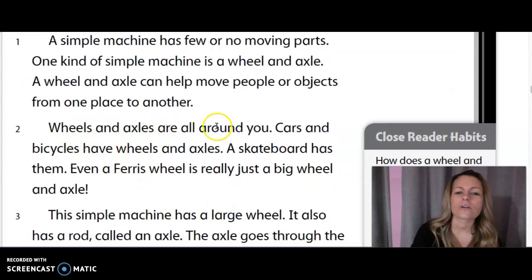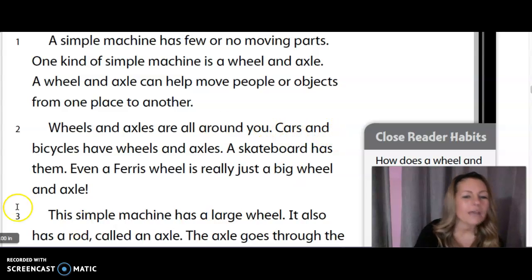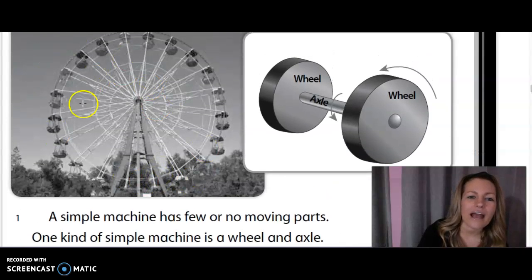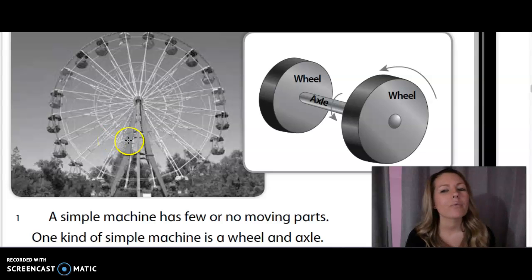Wheels and axles are all around you. Cars and bicycles have wheels and axles. A skateboard has them. Even a Ferris wheel is really just a big wheel and axle. So that's why they have this photograph up here, because they said a Ferris wheel is actually just a really big wheel and axle.